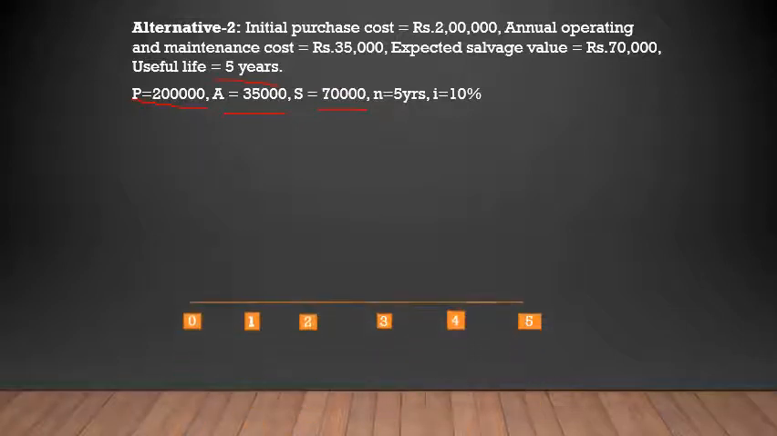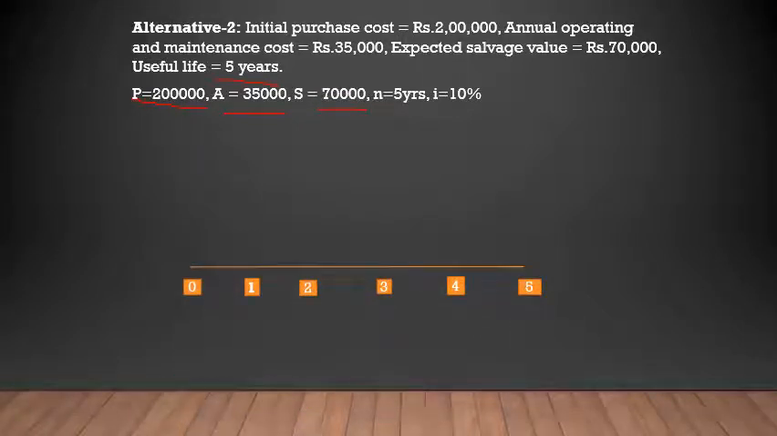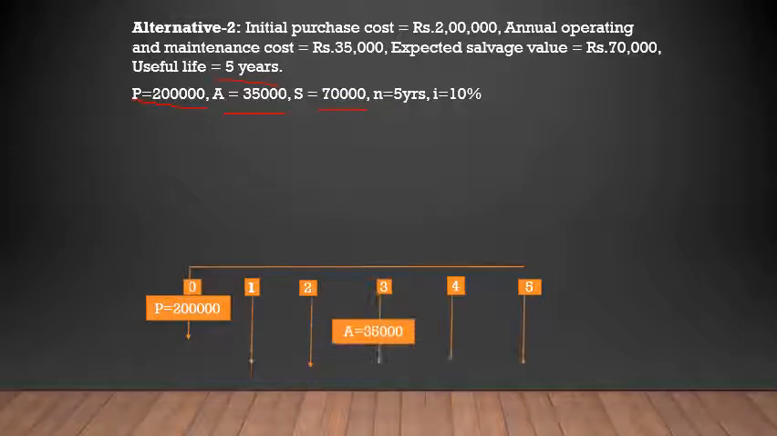Let us start with the cash flow diagram. First draw the timeline. Here also timeline is 5 years only. And where will P appear? P will appear at t is equal to 0. Draw that first. 2 lakh rupees. Where will A appear? A appears starting from first year for 5 years. Indicate that. That is also cost because it is annual operating cost.